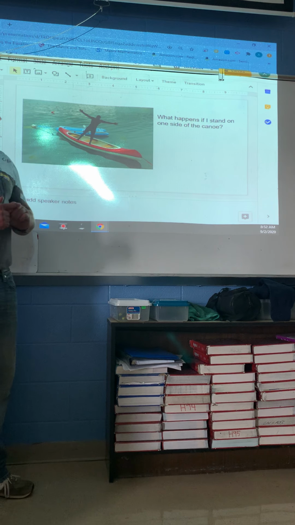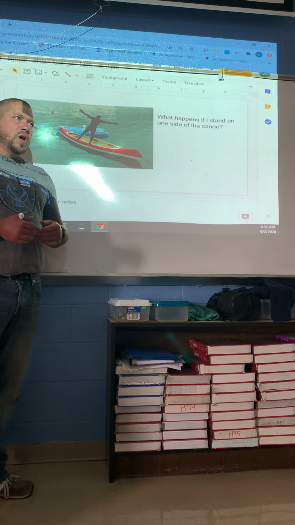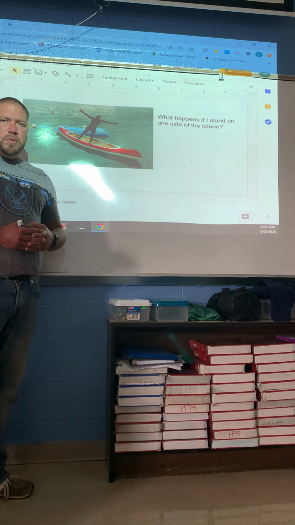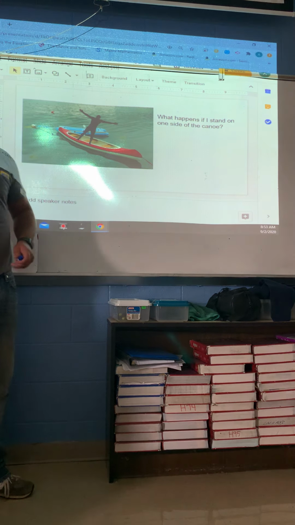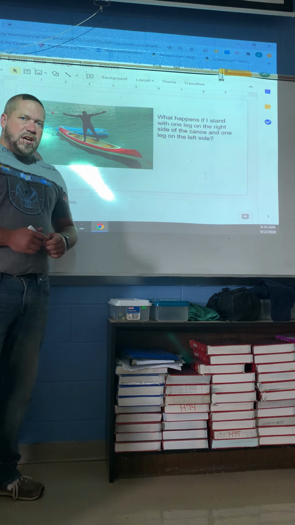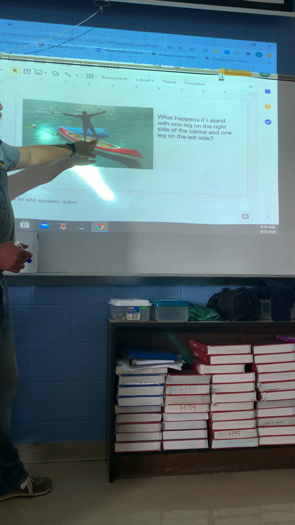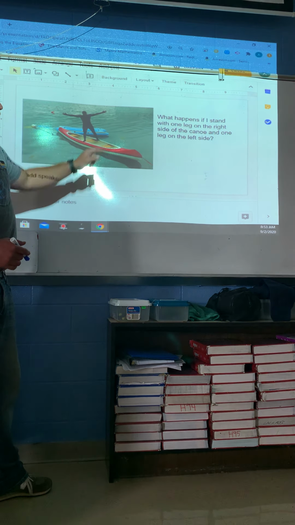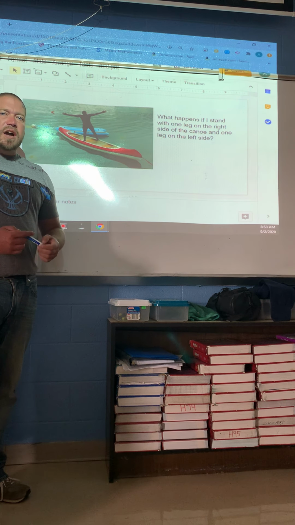And that's what our equations are going to be. If we don't balance things out on both sides, then it's going to become unbalanced and tip. So if a guy gets on a canoe and puts equal weight on both sides, the canoe is going to balance. It may teeter a little bit, but it's going to balance. It's not going to tip over.